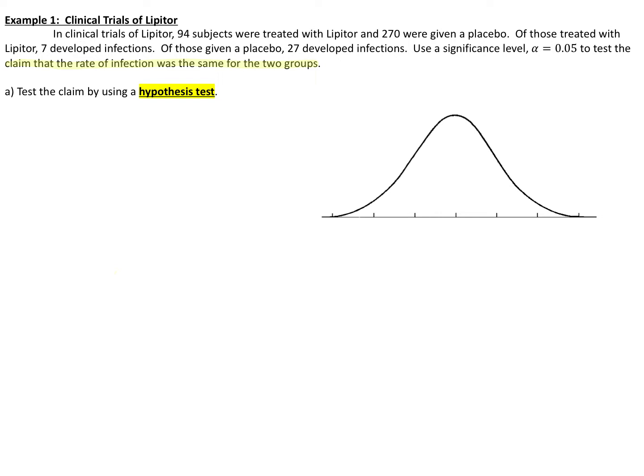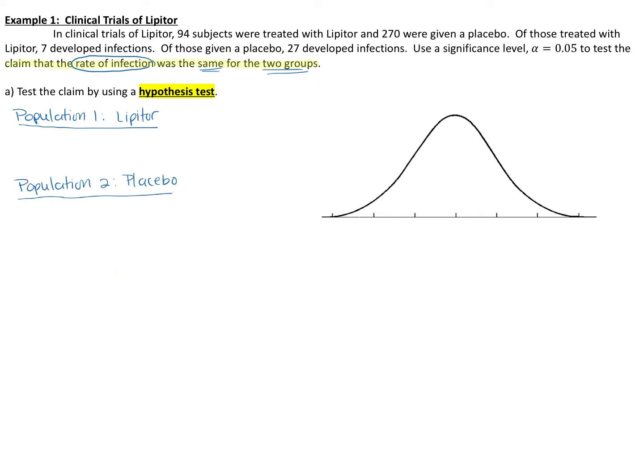So next we need to ask ourselves, what are the two groups? So down here, I'll call the first group population 1, where population 1 represents the group that's given the Lipitor. And then I'll call group 2 population 2, and population 2 will be the group that was given the placebo. Now, if we go back to the claim, we're testing the claim that the rate of infection is the same for the two groups.